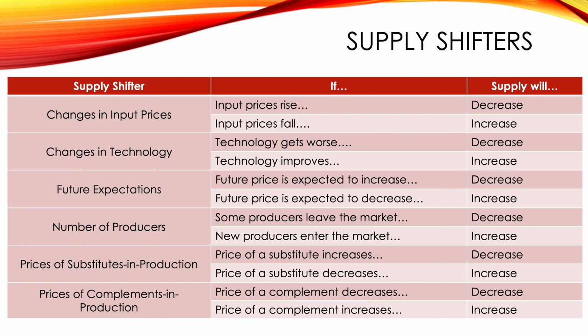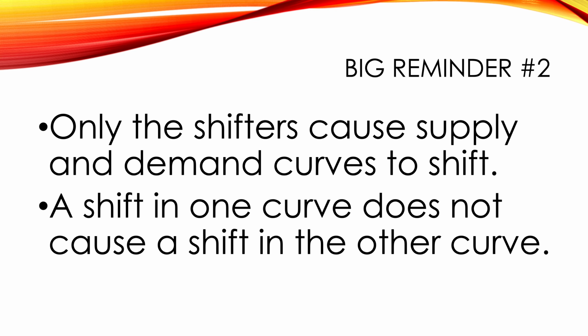On a related note, this is probably the biggest thing that first-time economics students get messed up. Only the supply shifters cause the supply curve to shift, and only the demand shifters cause the demand curve to shift. The curves don't shift each other. Looking back at those tables, one of the demand shifters was not a shift in supply, and one of the supply shifters was not a shift in demand. In other words, when one of those curves moves, that does not, in the short run, cause a shift in the other curve. So just because you shift the demand curve, don't assume that the supply curve is going to do something too. And if the supply curve shifts, don't assume the demand curve is going to shift.